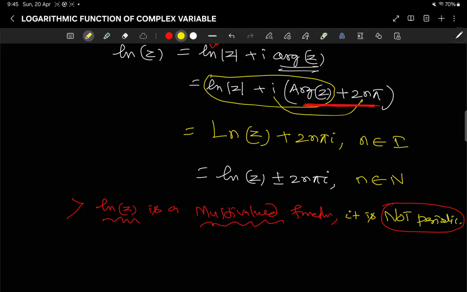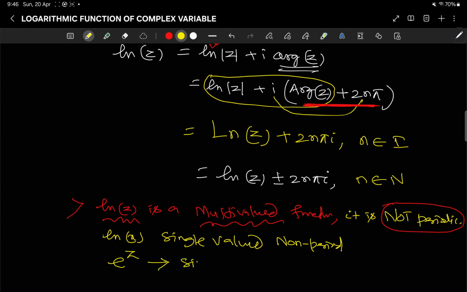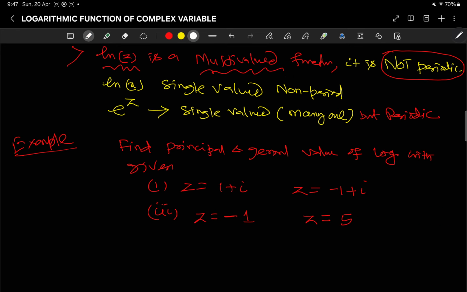But if I recall, ln x for real x is single valued and non-periodic too. And what happens to e to the power z? It is single valued, but many-one, and it is periodic.